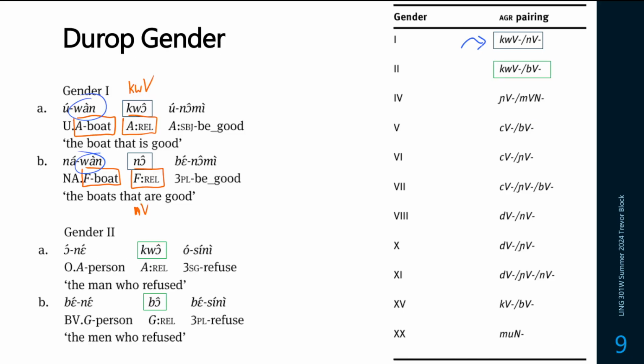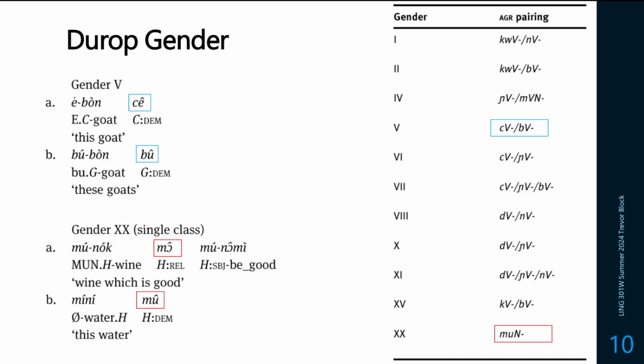So in the second gender, we see something very similar. We're looking at person. You can either take an A form or a G form, depending on whether it's singular or plural. And what we see is we see a KW vowel, and then we see a B vowel. And if we take a look at the agreement pairing, this is what we get. So person would belong to gender 2. And we can continue with this through all the different genders, and we can find these patterns.